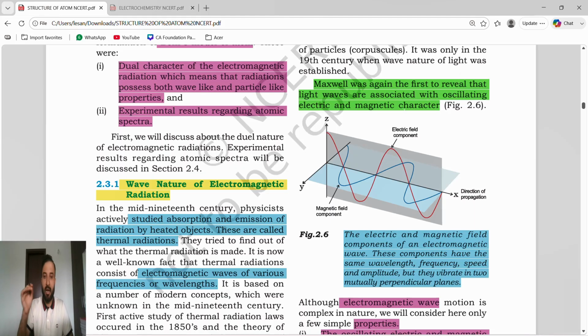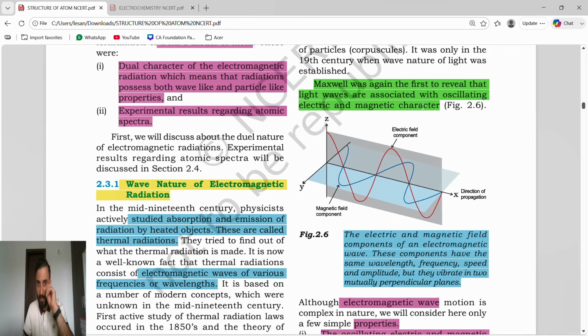Same thing, guys. Again, the waves are associated with oscillating electrical and magnetic character. As I said, electrical field and magnetic field have to be there. If electrical field and magnetic field are there, then only it will show the electric and magnetic character. If electrical field is not there, no electric character. If magnetic field is not there, no magnetic character. So electrical field and magnetic field have to be there.